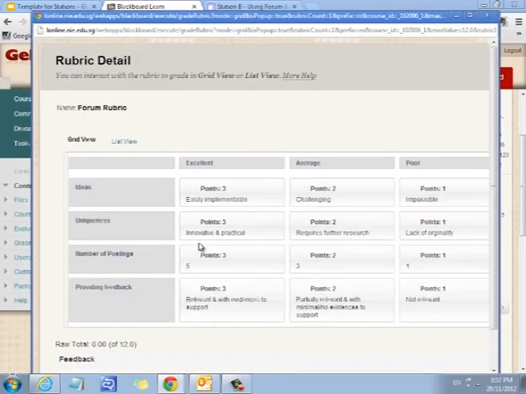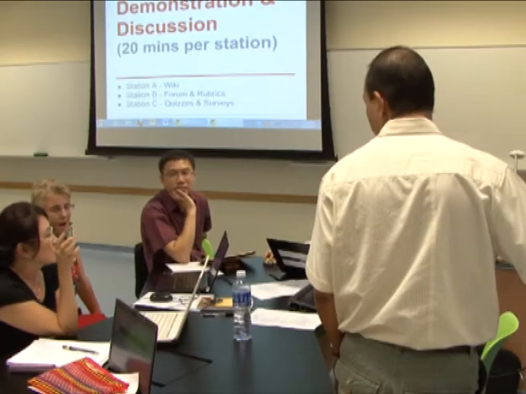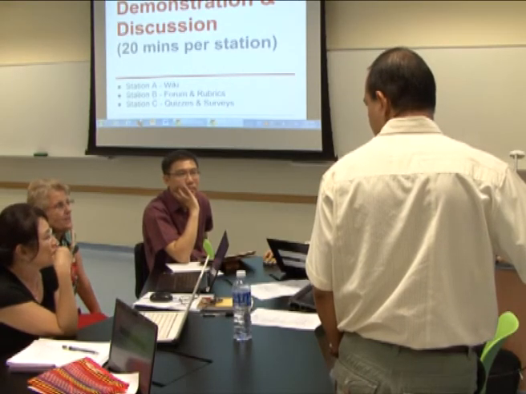There are some rubrics that we have already set up, based on our understanding in using this. This is just a sample. We can do it ourselves. It's just a table based on the ideas of the forum, the uniqueness, the number of postings, providing feedback, and how good they are, whether they're in the top range, the mid range or the lower range. So it's not automatic grading. You still have to grade yourself.